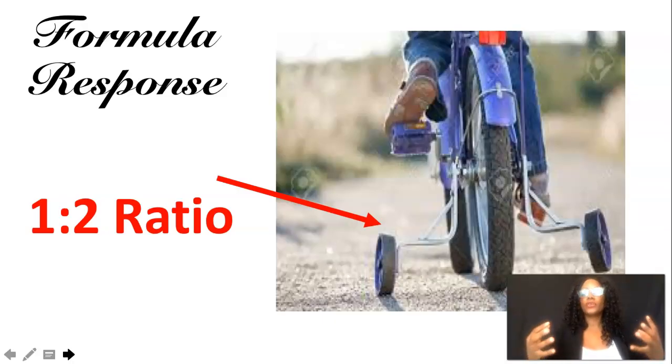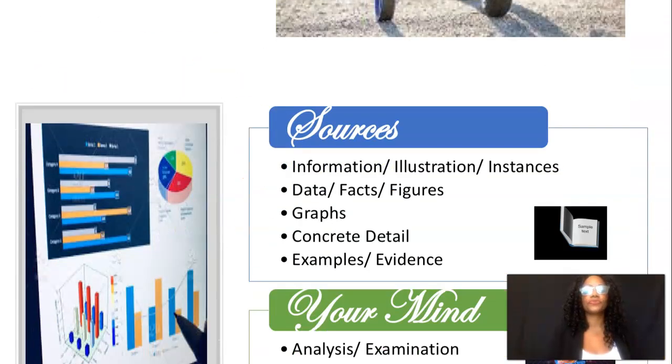But while you're in the learning stage, while you are developing your confidence with writing, use these tools, the 1-2 ratio of the example, illustration, concrete detail, and having those 2 analysis statements to sort of back you up in the very beginning of your writing.